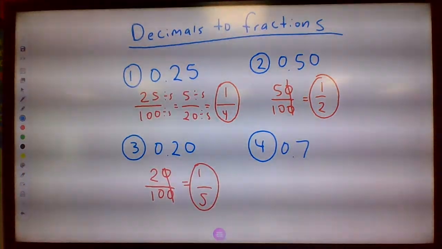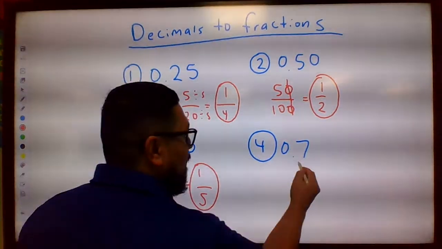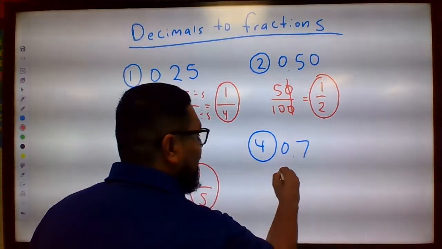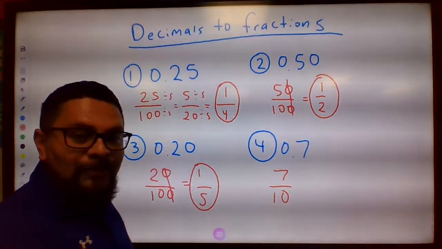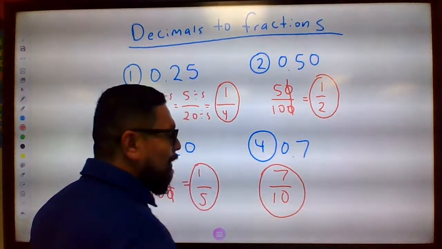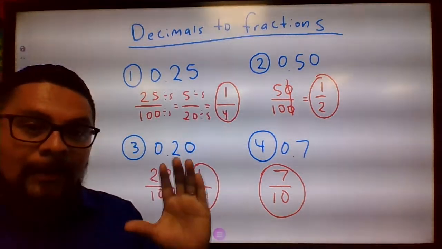Last one. 0.7. This is 7/10. 7/10, right? Tenths, hundredths, so it's tenths, so it's 7/10. You don't need to do anything else. You're done. Okay. Now go ahead and copy these on the blank paper that I told you.